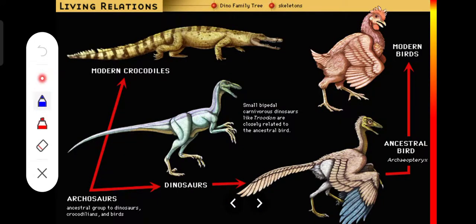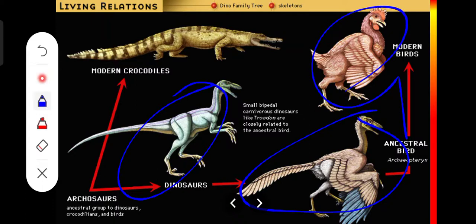So, we have here an illustration and the evolution of a dinosaur. Okay? So, from this dinosaur, namely Archosaurus, it is considered as an ancestral group to dinosaurs. It evolved into the first bird, considered as the ancestral bird or the Archaeopteryx, which then evolved into the modern bird or chicken. On the other hand, Archosaurus, as time passed by, it evolved into a modern crocodile. So, bakit kaya nag-e-evolve ang isang animal?